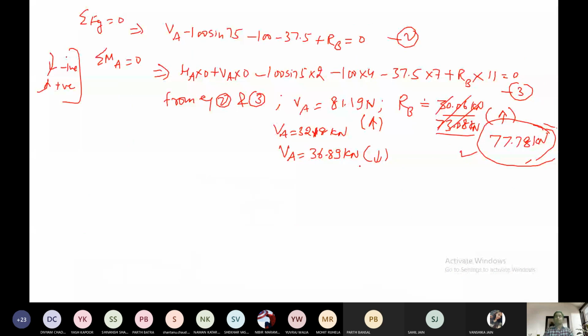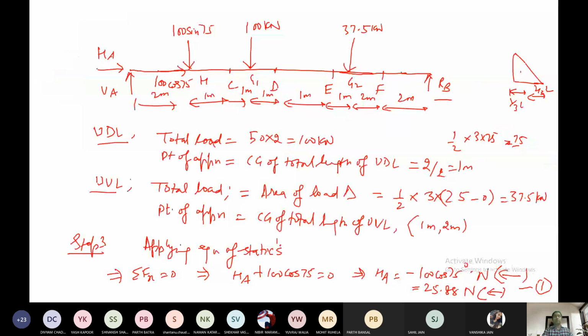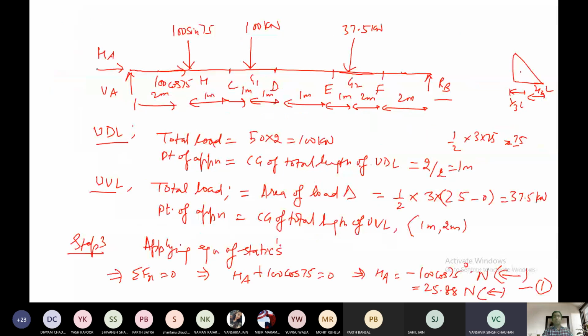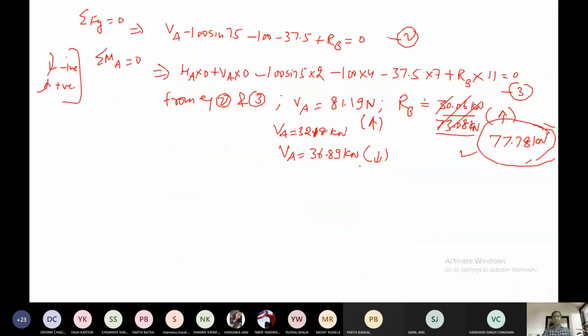There are three questions. So should I proceed to the next question now? Concept is clear to everybody? How you have to solve this problem? Concept is clear? Yes, sir. This is how you have to solve UDL, UVL, and then apply the equations of statics, and after that you have to put the values in the calculator and get the values correctly. If you are not getting it correctly, that means some problem is there.